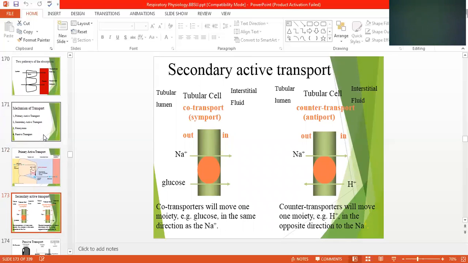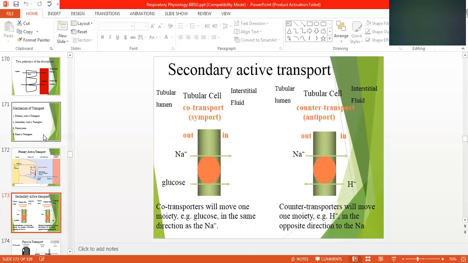Secondary active transport: tubular lumen, tubular cells. Co-transport system: sodium and glucose move from out to in. In the same way, counter transport, or antiport: sodium goes in and hydrogen goes from in to out. Counter transport moves one moiety, that is hydrogen, in the opposite direction to sodium.